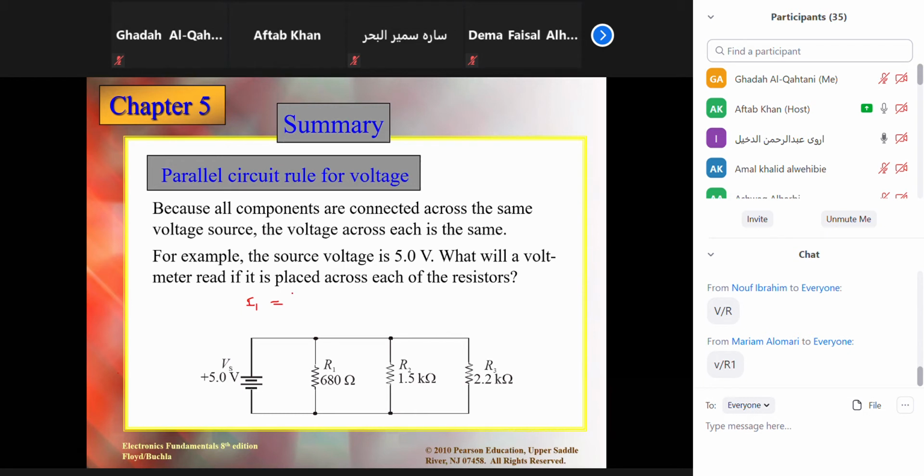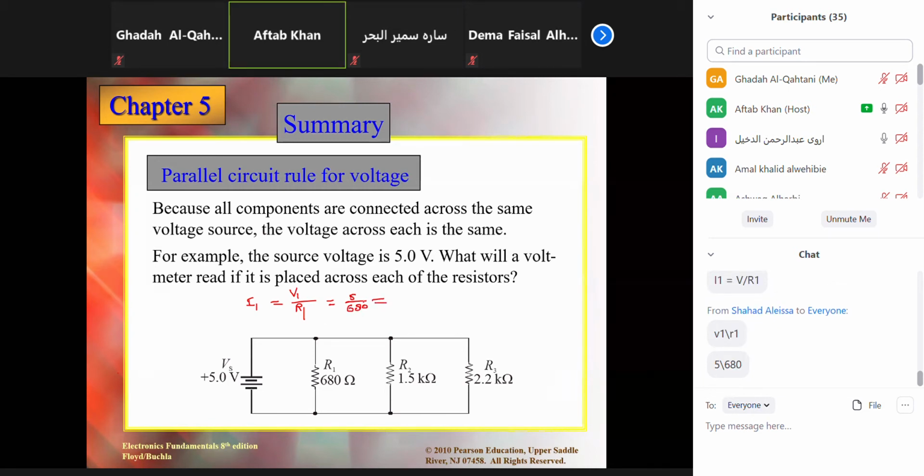5 over 618. I should write the formula first: V1 over R1, correct? Formula is always good to write before. Now V1 is equal to Vs, that is 5, over 680. Now we can find it. How much is it? Just calculate it. And now I am getting I2.